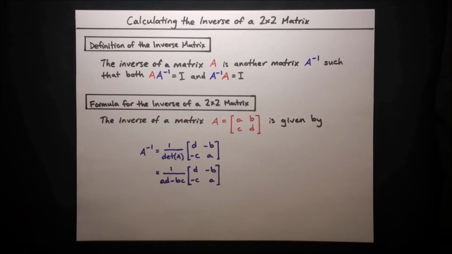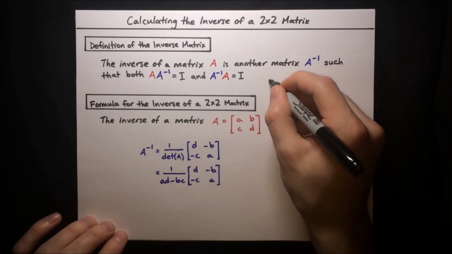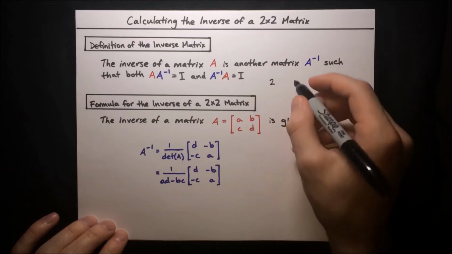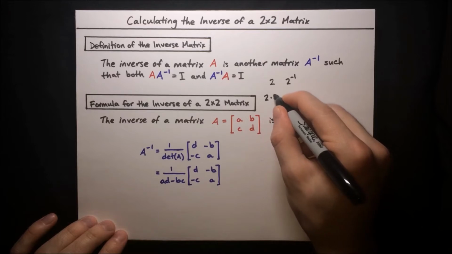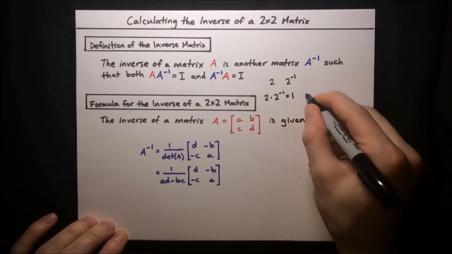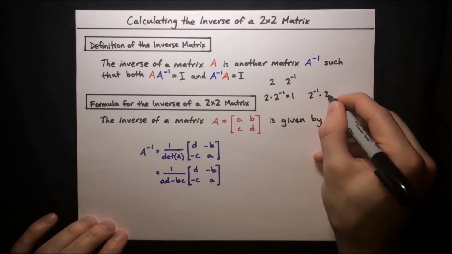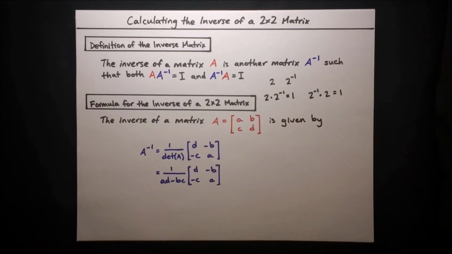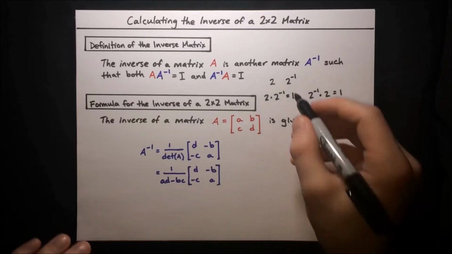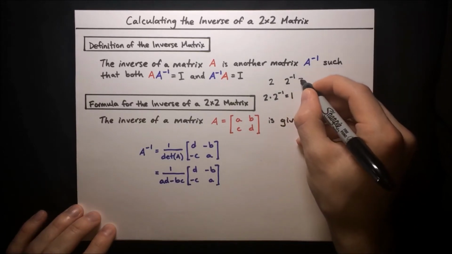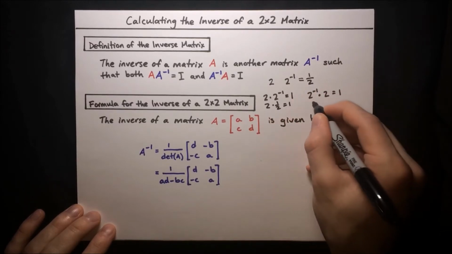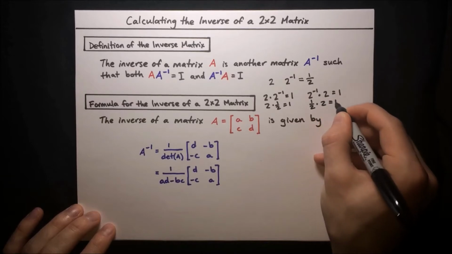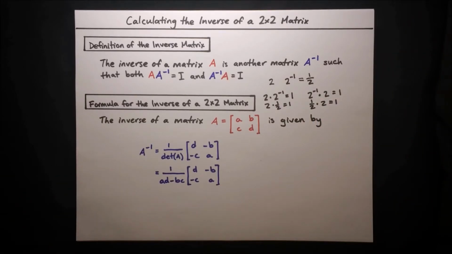This is really just an extension of an idea from arithmetic. In arithmetic, we start with a number, say 2, and we define the inverse of that number, 2 inverse, as the number such that 2 times 2 inverse equals 1, and 2 inverse times 2 equals 1. In arithmetic, the way to compute an inverse is really easy. 2 inverse is just 1 divided by 2, a half, because 2 times a half equals 1, and a half times 2 equals 1. With matrices, however, things get a little bit more involved.